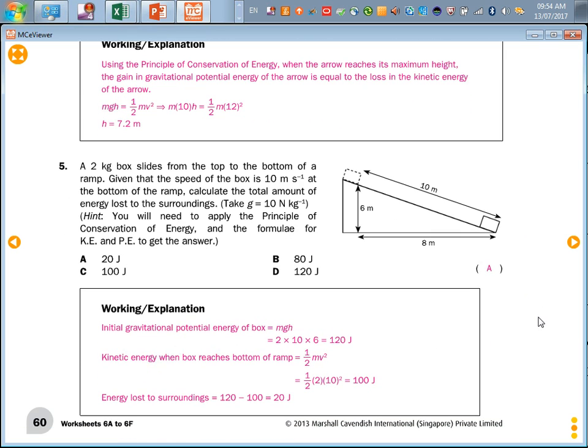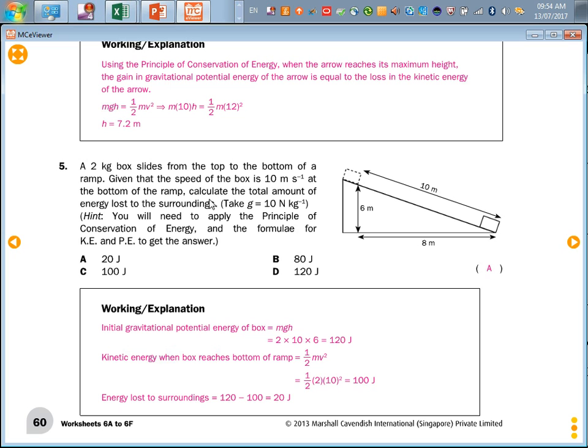Okay, next, I have a 2 kilogram box, so that is a mass, that slides from the top to the bottom of a ramp. The speed of the box at the bottom is 10 meters per second. So just indicate on your diagram 10 meters per second over here. So like I said, when you have the speed, think of its kinetic energy, half mv squared. And they gave you the mass. So all this, you must process it and realize that I can calculate the kinetic energy at the bottom now.